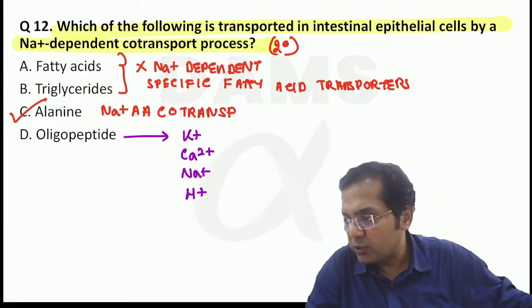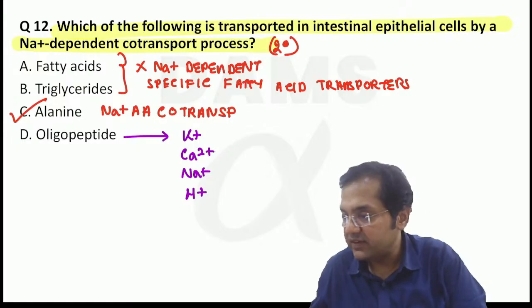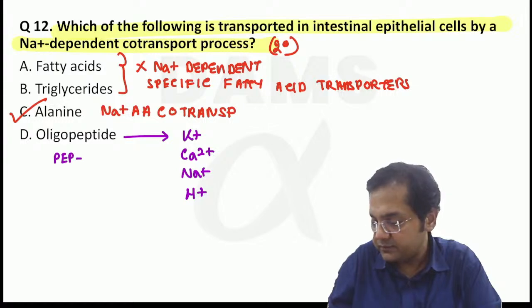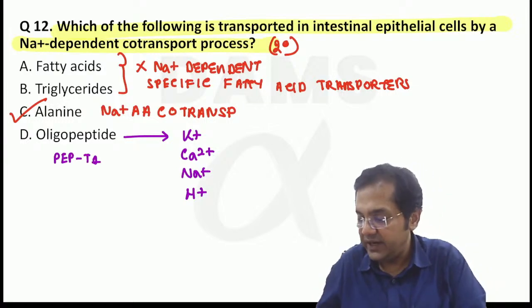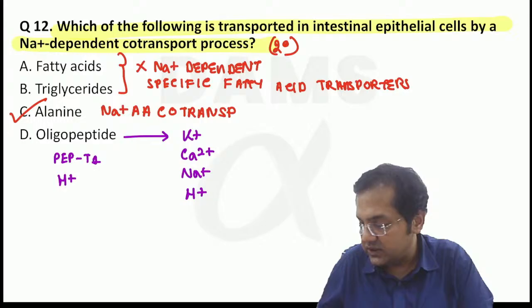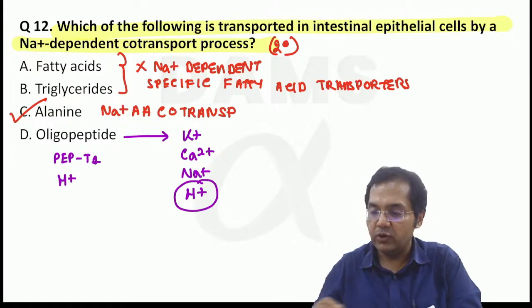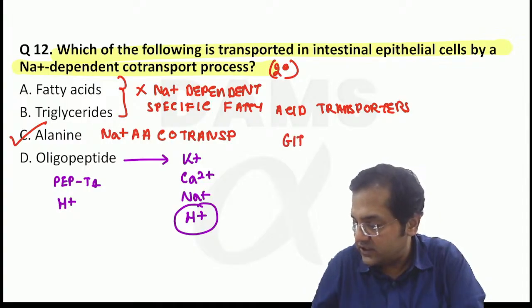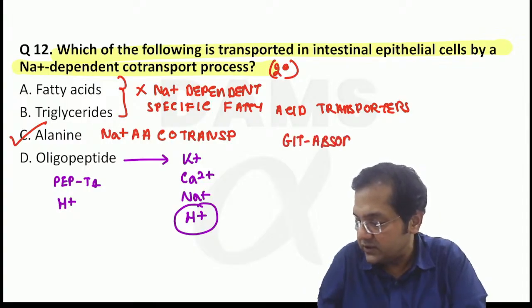PEP-T1 is a transporter, Aki. You are right. Everyone is correct, but I am asking you the ion. PEP-T1 is right. It requires hydrogen. That's fine. Absolutely correct. Good. This can also be asked. So topic 2 revise: GIT absorption.